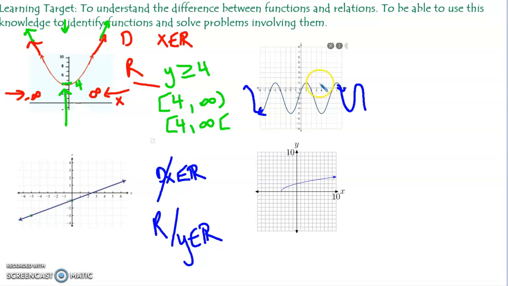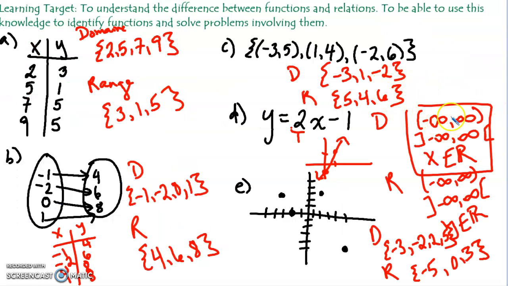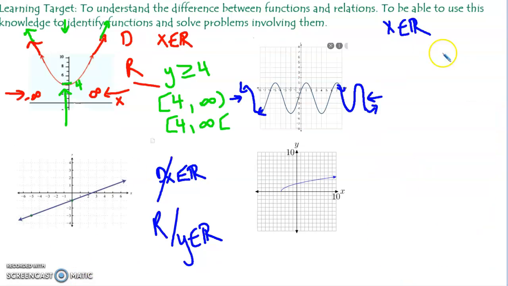Okay, so for the domain, let's start with the x's. So approach from the left. Well, no matter what, this is just going to continue to the left. And coming in from the right, it's also going to continue oscillating to the right. So there is no limit to the x value. So I would write x as an element of the real values, or you can write that between negative infinity and infinity. Either of those is correct.